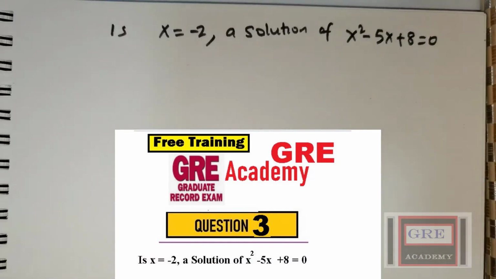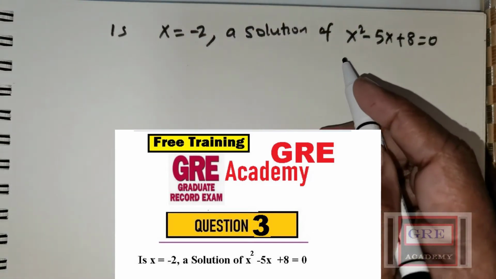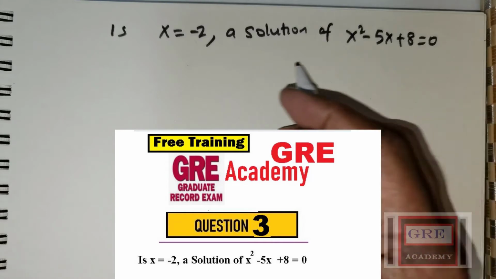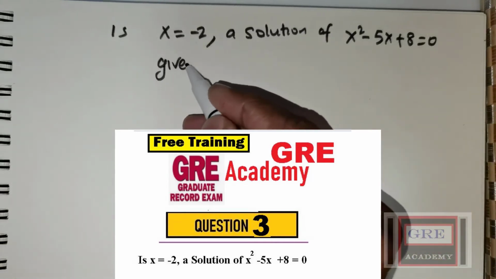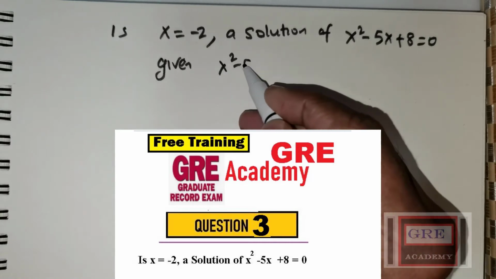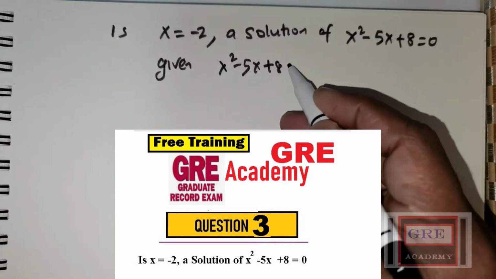So we are given this question: is x = −2 a solution of x² − 5x + 8 = 0? You can also do this question in the following fashion. Given x² − 5x + 8 = 0.